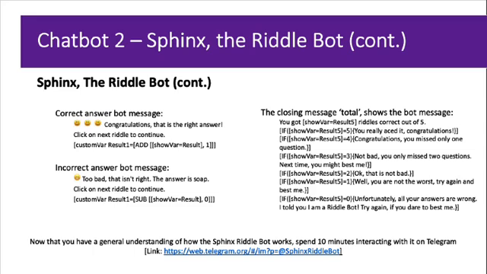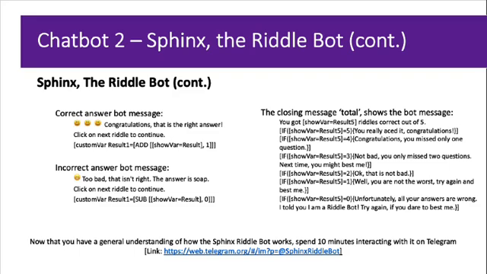When they finish using the Sphinx Riddle bot, the closing message total shows the following bot message: "You got," whatever number it might be, "riddles correct out of 5." If it was 5, it would say, "You really aced it, congratulations." If it was 4, it'll just say, "Congratulations, you missed only 1 question." 3, "Not bad, you only missed 2 questions. Next time, you might best me."